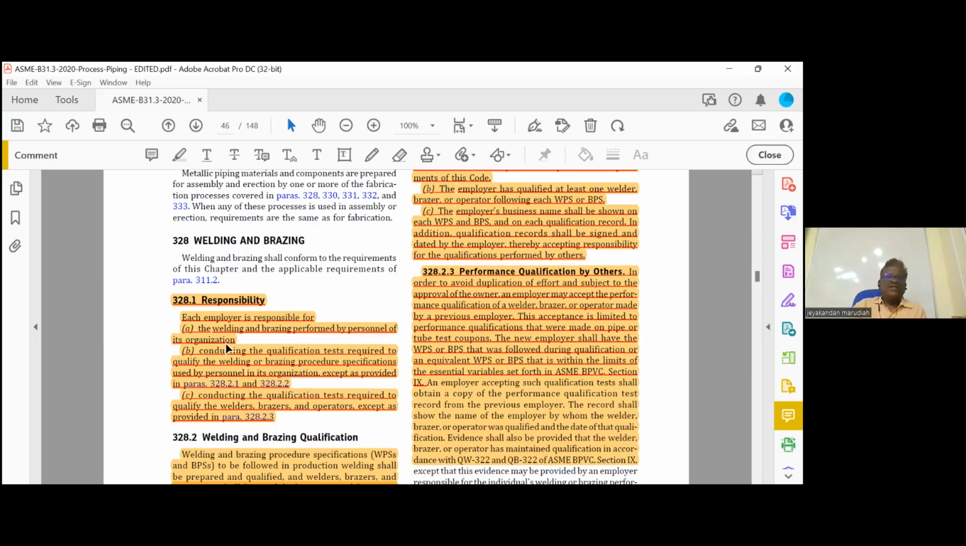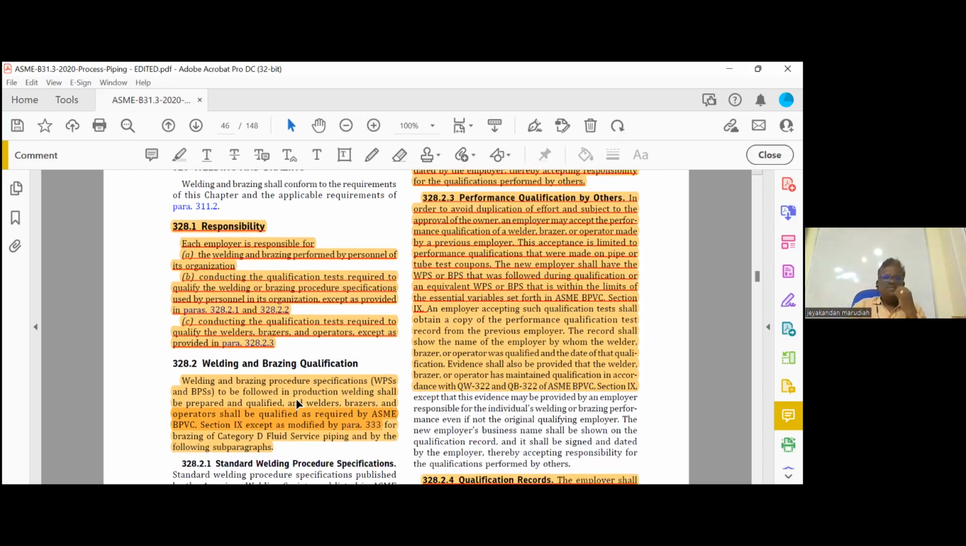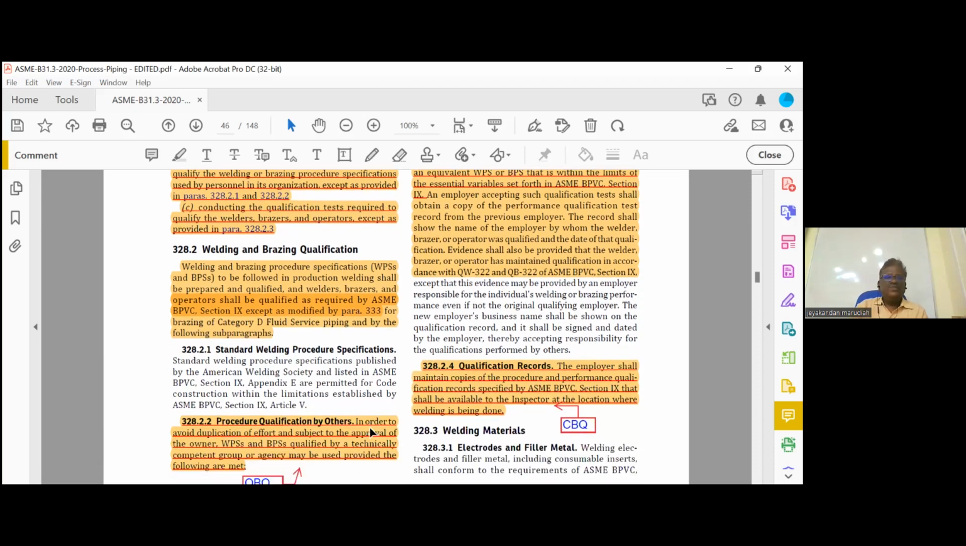Okay. Any welding or brazing is performed by personnel of the organization conducting the qualification tests required to qualify the welding or brazing procedure, and to qualify the welders, brazers or operators. Now you can see here, welding procedure specifications to be followed in production welding shall be prepared and qualified, and welders, brazers and operators shall be qualified as required by ASME Section IX, except as modified in para 328.2. So there are some modifications. Now this is important.